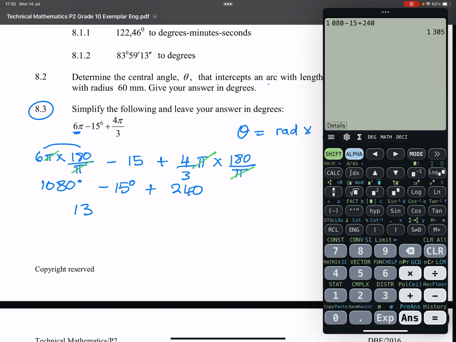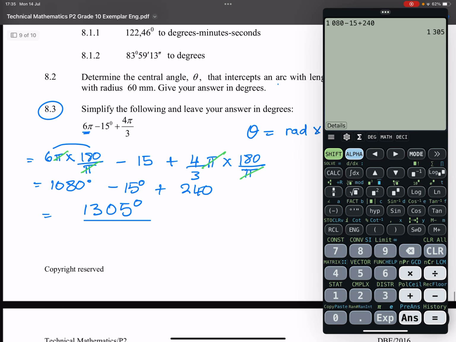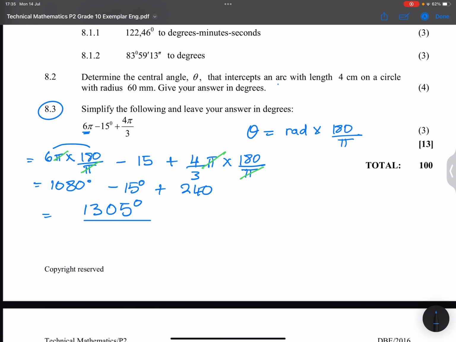So 1305 degrees. And really that is how the cookie crumbles. So just remember to convert from radians into degrees. All you just need to remember is that conversion of 180 over pi. And ladies and gents, that is as simple as that.